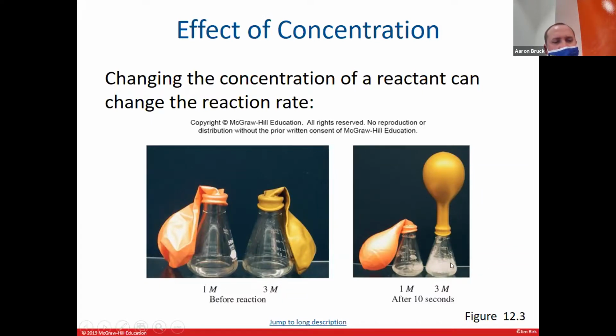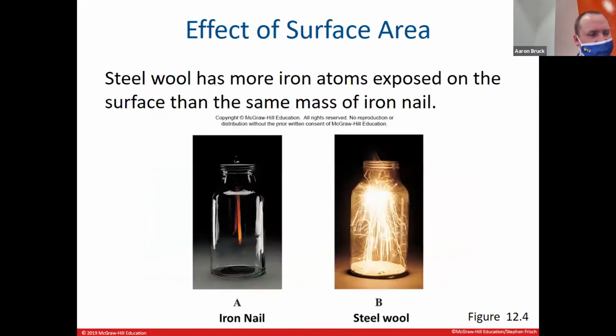But we can see very clearly that the higher concentration of acid is causing a faster reaction, making more carbon dioxide more quickly than the 1 molar did. Now, we can see that the 1 molar is reacting. We can see that balloon is inflating, but to a much lesser degree, much slower. So again, generally speaking, increasing concentration does increase the rate of reaction. It makes the reaction go faster and react more vigorously. Let's look at surface area.